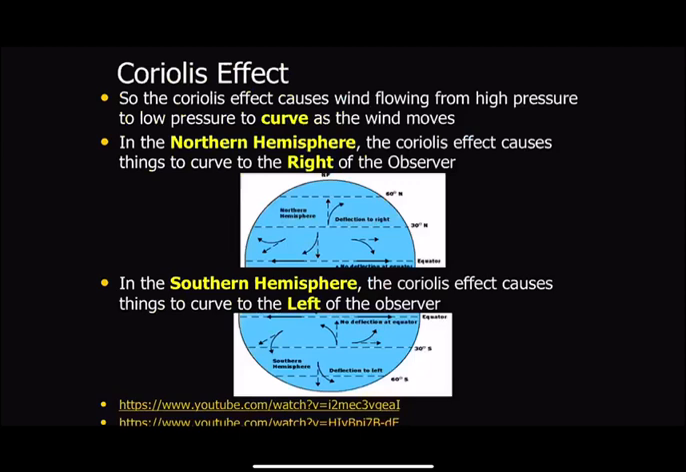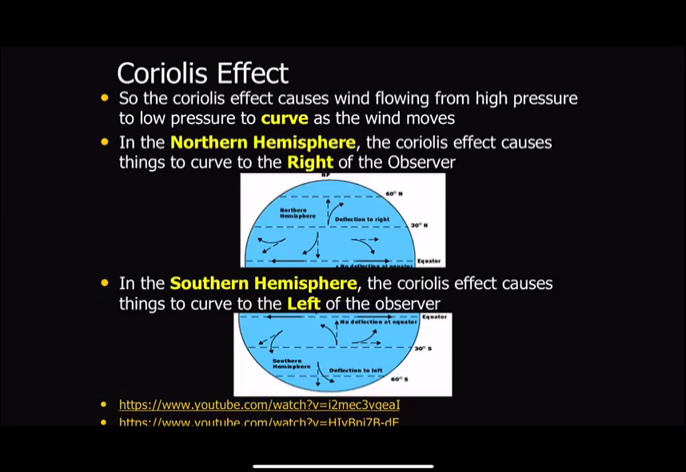Now, a little bit later, we're going to have a lesson on the Coriolis effect. So just to give you a little bit of a heads up as to what the Coriolis effect is, I want to talk to you a little bit about it now. So the Coriolis effect causes wind flowing from a high pressure to a low pressure system to curve as the wind moves. In the northern hemisphere, the Coriolis effect causes things to curve to the right of the observer.